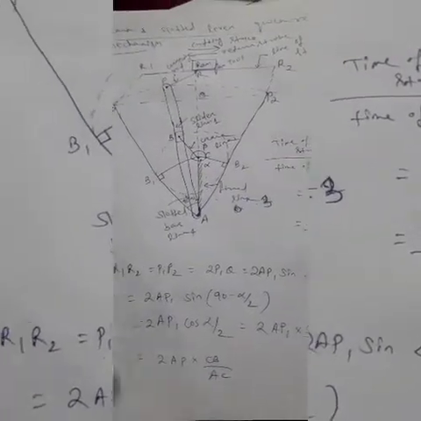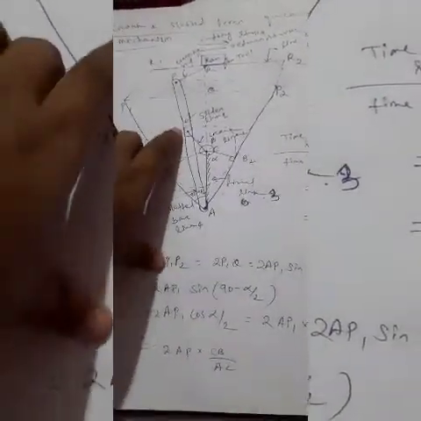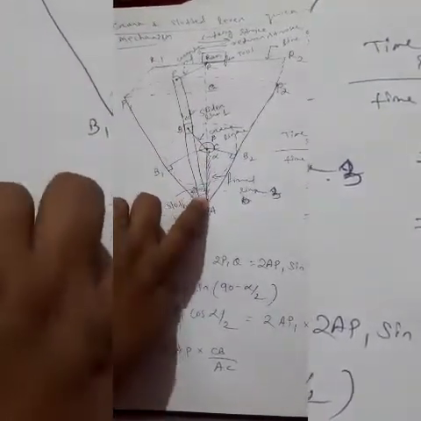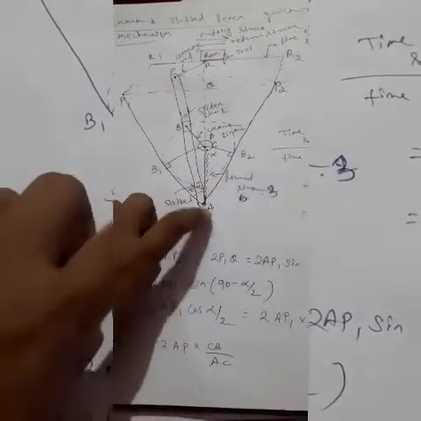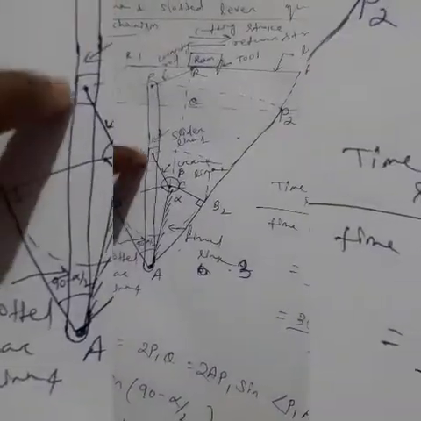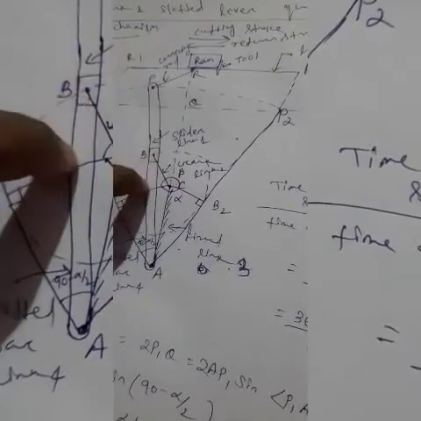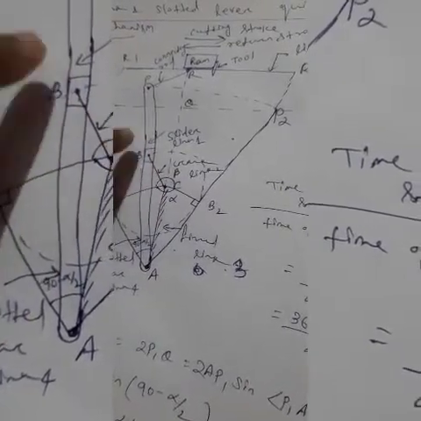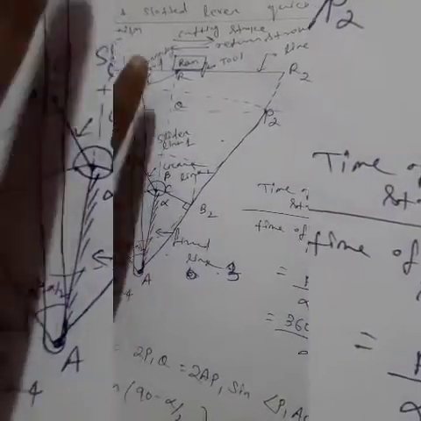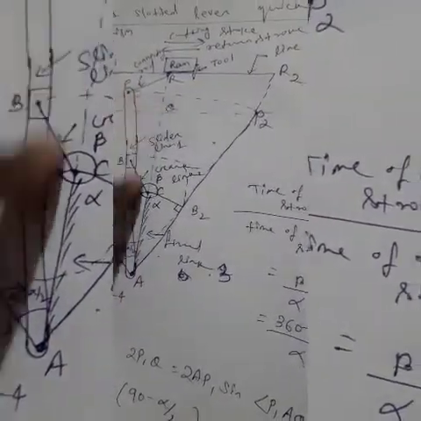You can see here the construction. This slider is one link, this crank is another link, this fixed part is the third link, and this slotted bar is the fourth link. So what happens when the crank rotates? Because of the rotation of the crank, this slider, which is attached at point B to the crank, will reciprocate, or slide inside the slotted bar.